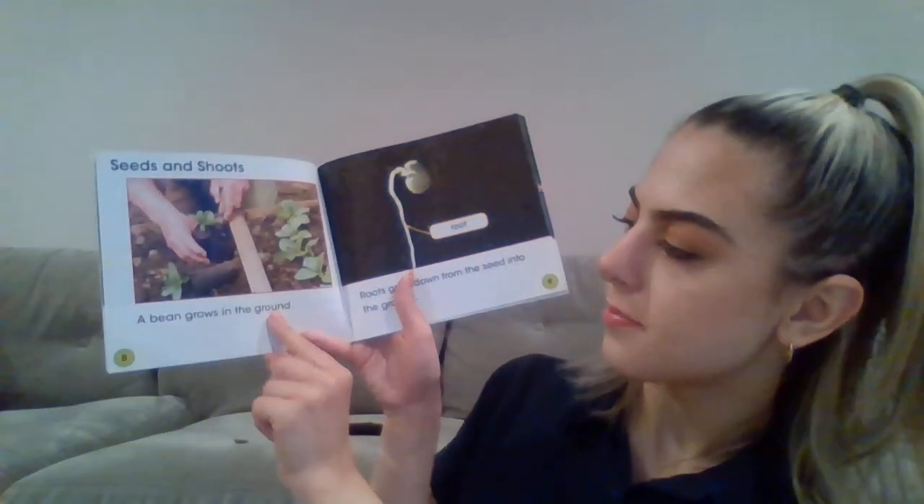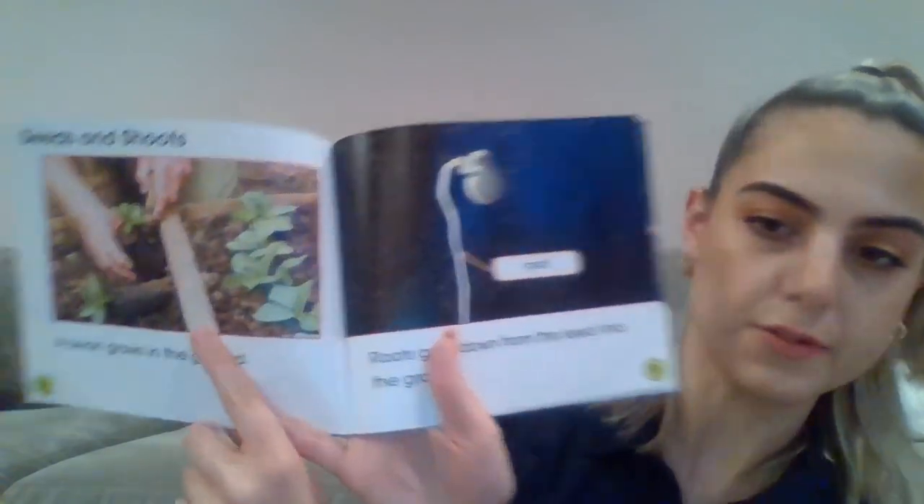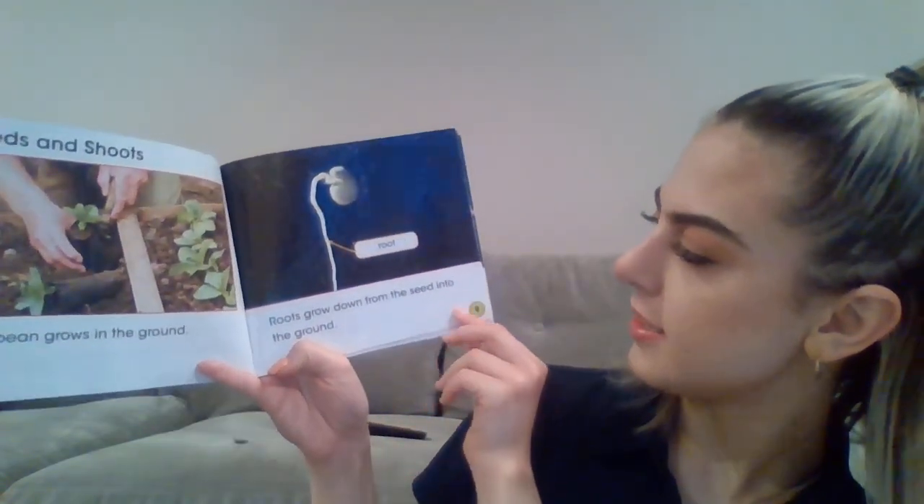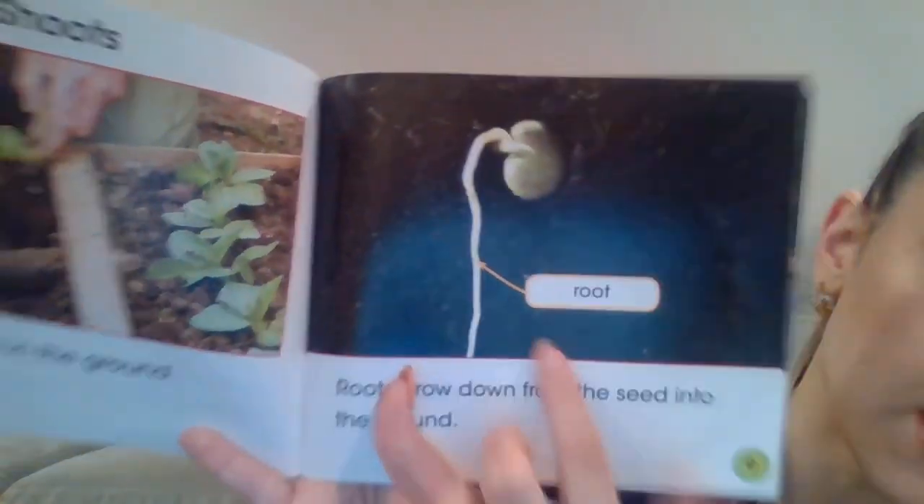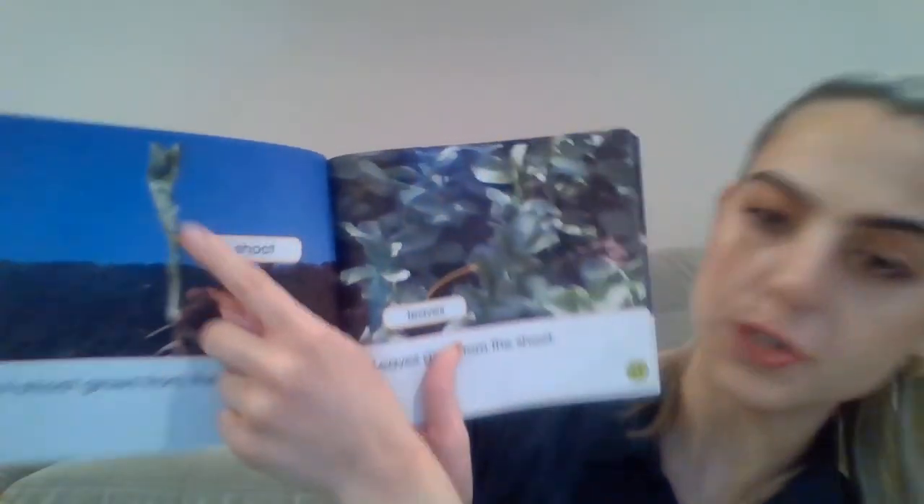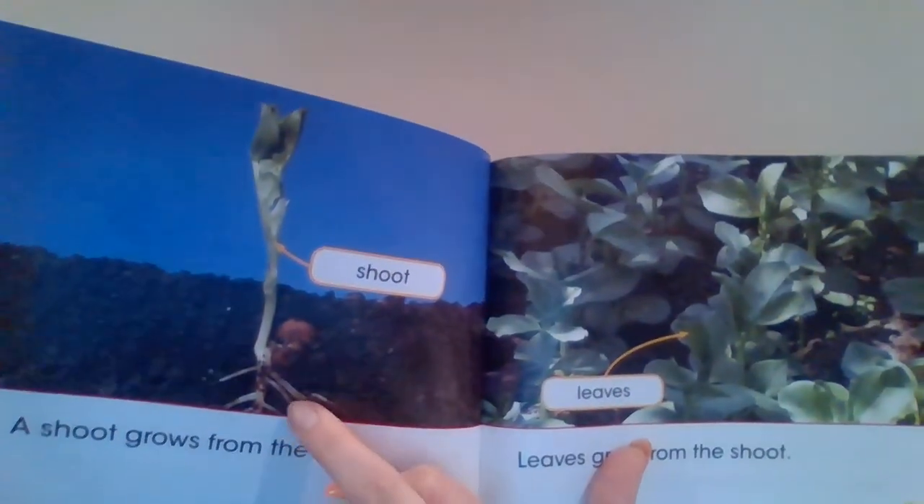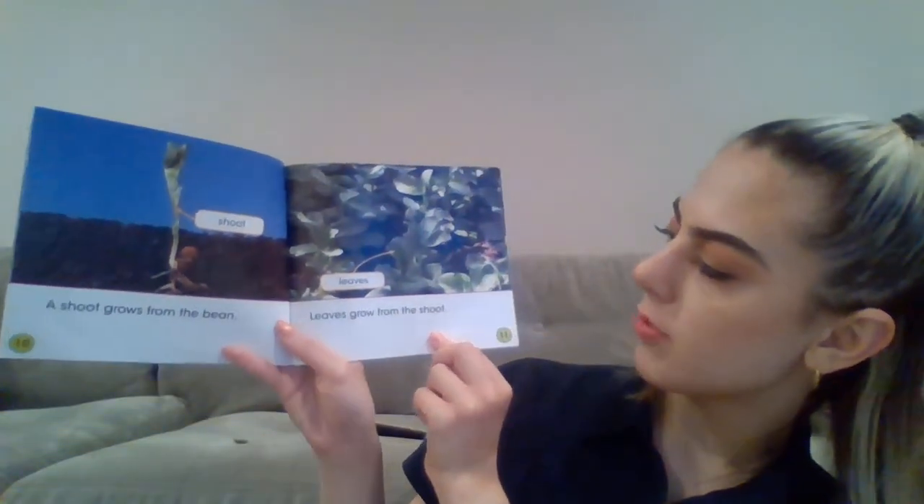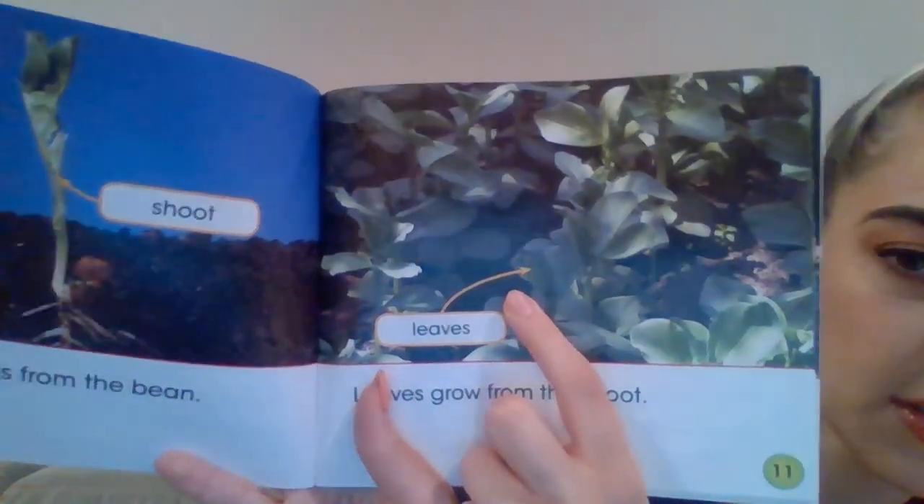Seeds and shoots. A bean grows in the ground. Roots grow down from the seed into the ground. So this is the root under the ground. A shoot grows from the bean. Here's the shoot. See, the root is at the bottom, the bean, and then the shoot. Leaves grow from the shoot. Here are the leaves.